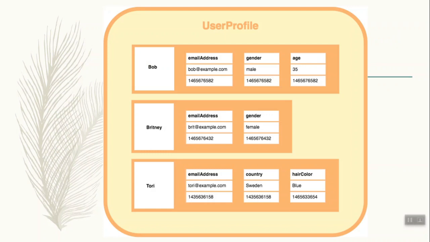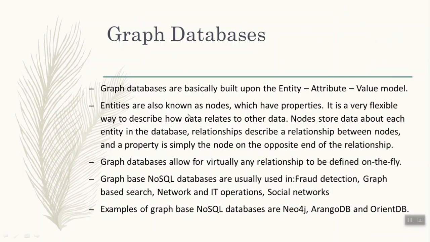Now we'll study graph databases. Graph databases are basically built upon the entity-attribute-value model. Entities are also known as nodes, which have properties. It is a very flexible way to describe how data relates to other data. A node stores data about each entity in the database. A relationship describes a relation between the nodes, and the property is simply the node on the opposite end of the relationship. Graph databases allow virtually any relationship to be defined on the fly. So any node can be connected to another node on the fly.